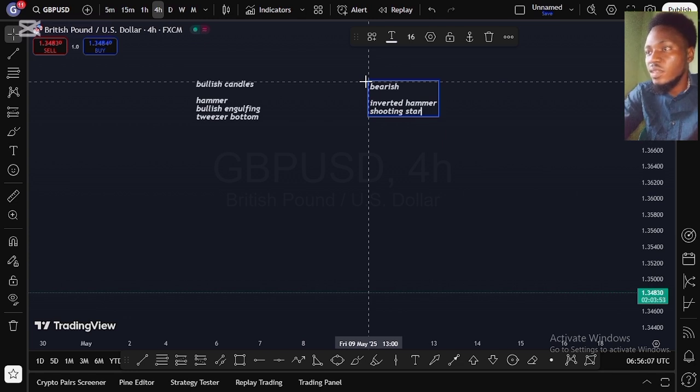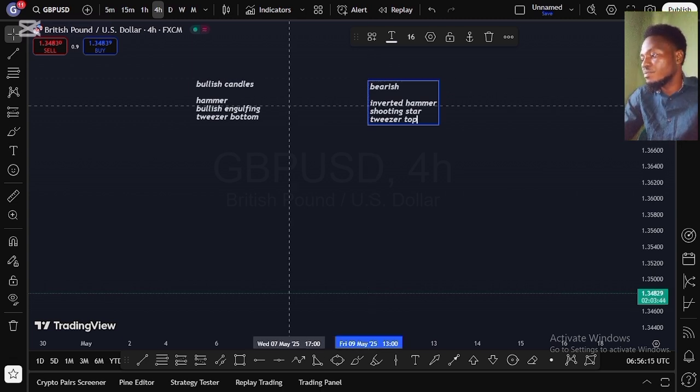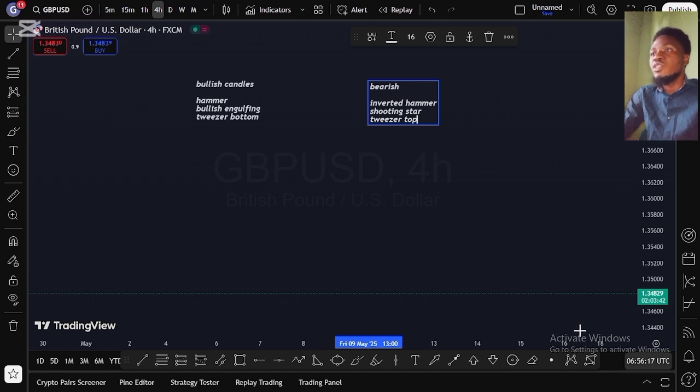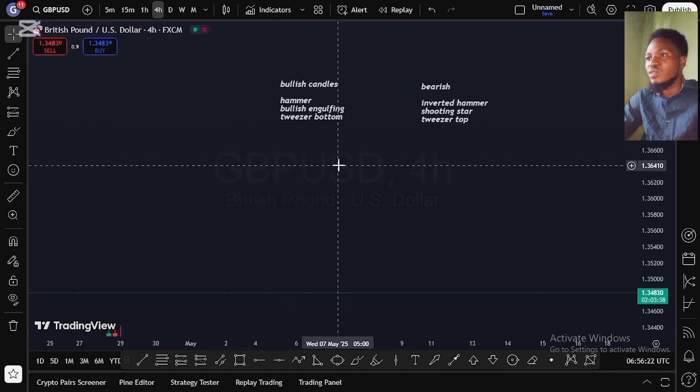Shooting star, and of course tweezer top. So for today we'll just talk about these ones. Now what do they look like in the market? So let's go look for them.